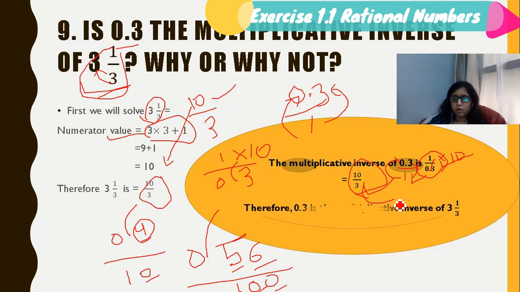0.3 has a multiplicative inverse of this number, because when I solved the multiplicative inverse of 0.3, I got 10 upon 3, and when I solved this number, 3 upon 3, 1 upon 3, I got 10 upon 3. So I will say that yes, it is a multiplicative inverse of this number.